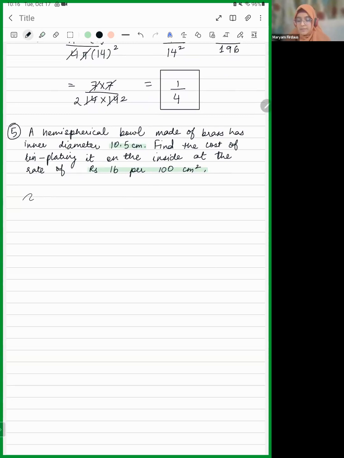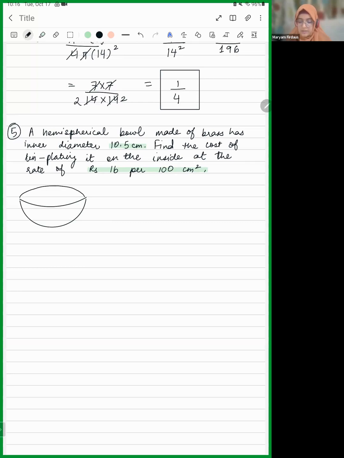So it's a hemispherical bowl. Acha, can someone tell me why are they talking about inner diameter? What does that mean? Ma'am, the inside of the ball.